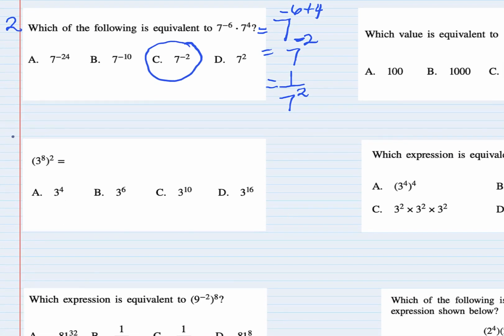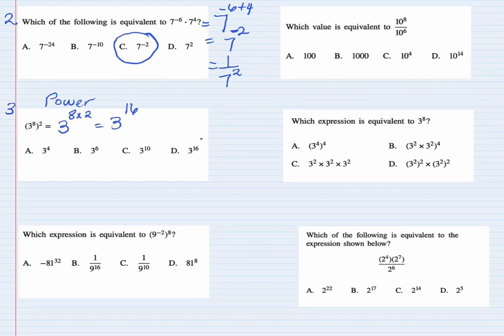Let's look at number 3. Now here, all I see is 3 to the 8th power and then raised to the second power. So this is my power rule. And I know that with the power rule, you keep your base and we would have to multiply 8 times 2. So that would be 3 to the 16th. So my answer is D.